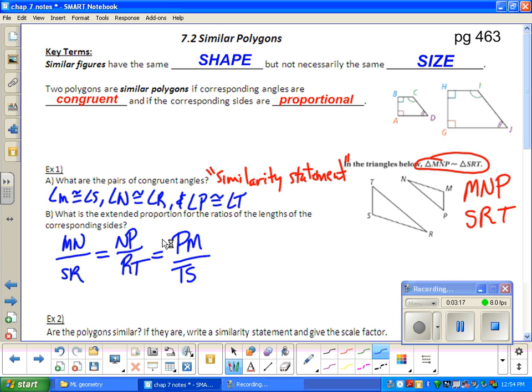So here's my extended proportion. All these sides are proportional. The top should all consist of the same triangle, and the bottom should all consist of the same triangle. Okay, so let's go ahead and do another one.